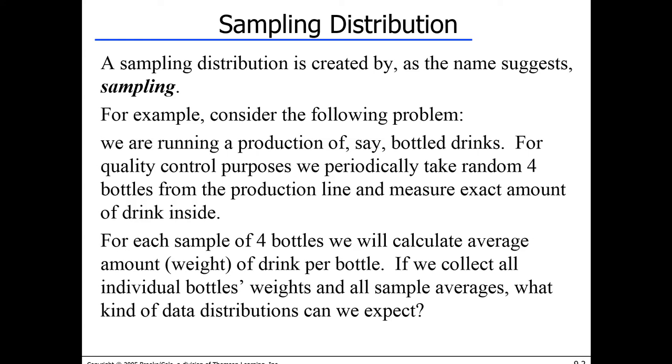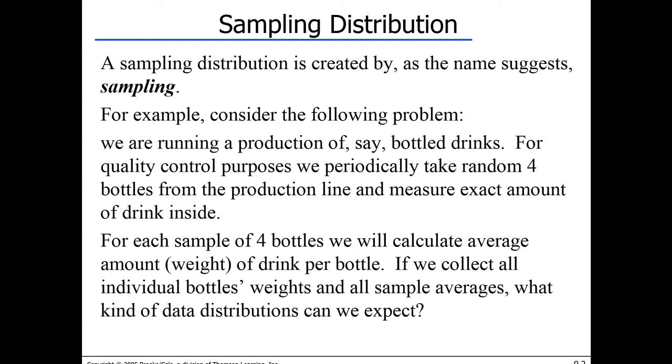As part of my quality control, here's what I'm going to do. I'm going to take out of my production line periodically, purely randomly, at different times of the day, maybe multiple times a day, four bottles, open them up, measure how much drink is inside, and after that, I'm going to calculate the average for the sample, right? So, sample of 4, 9 o'clock. The average is, let's say, 31.8 ounces.